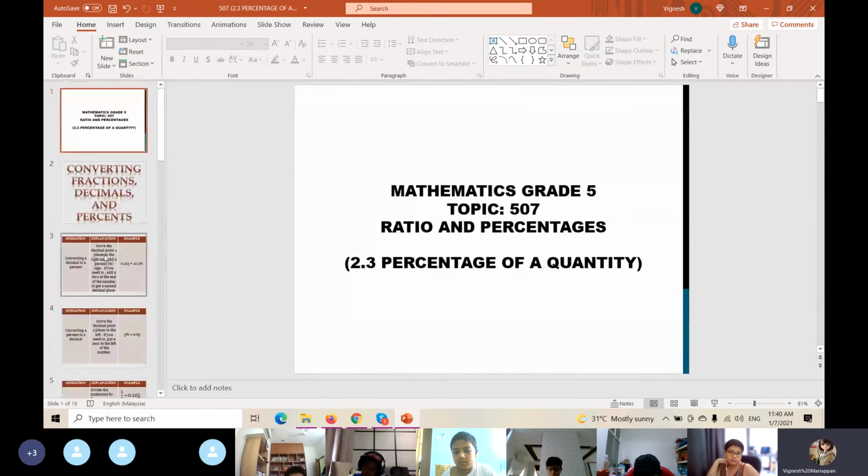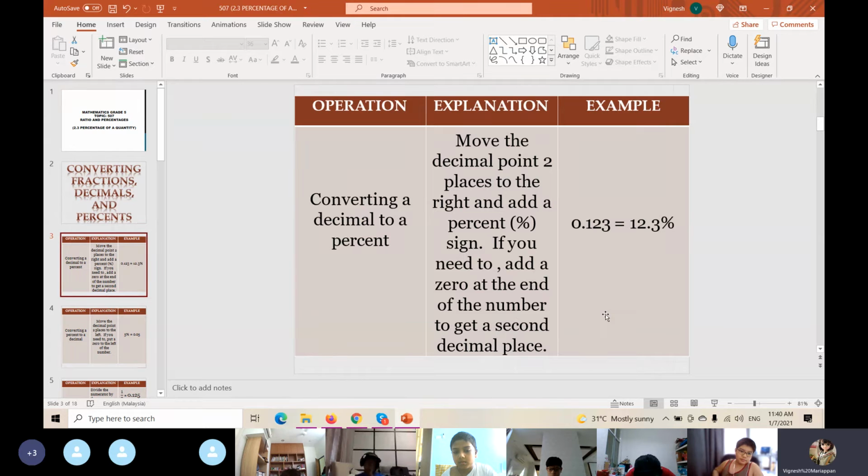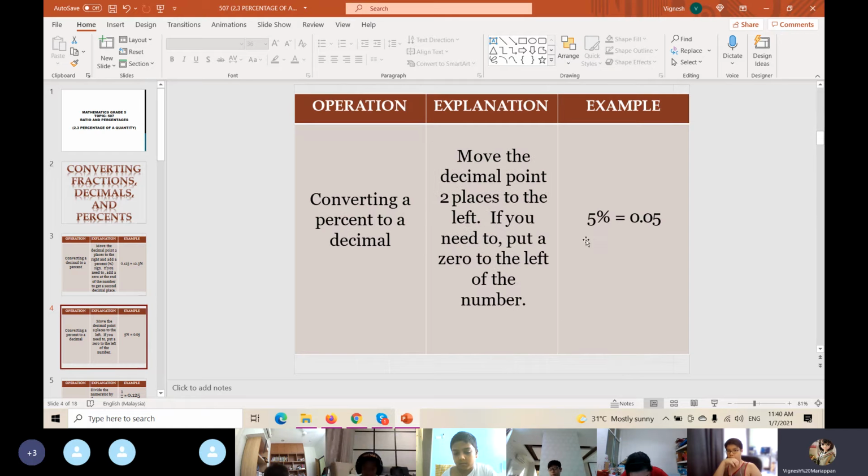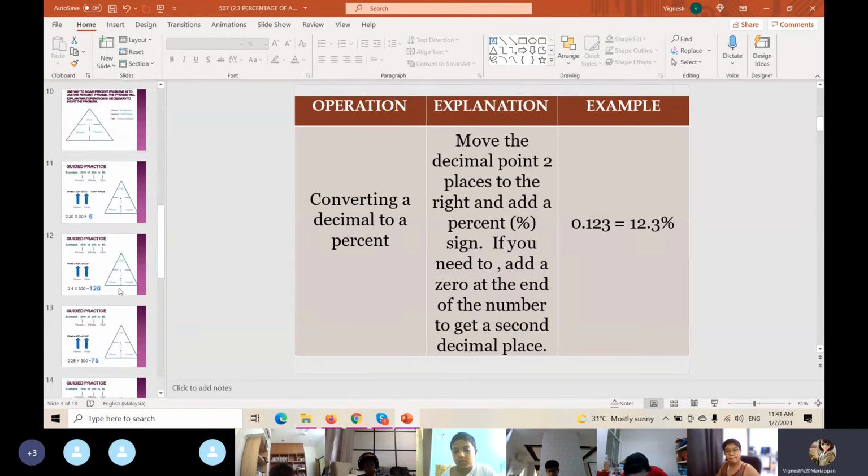Okay, again we go back to the decimal to percentage. How many decimal points do you need to move? Read back the explanation. Class, how many? 2. Yes, you have to move 2 decimal points to your right. That's a must. 2, only 2. Decimal to percentage also move to the right 2. Percentage to decimals move to your left 2 decimal places. This is compulsory. No more other options.